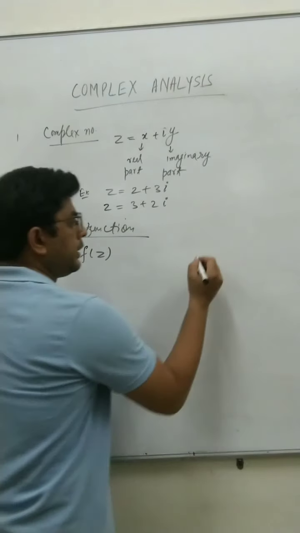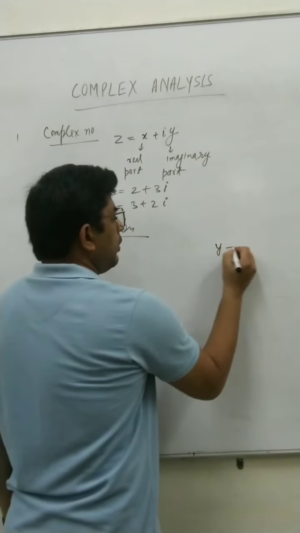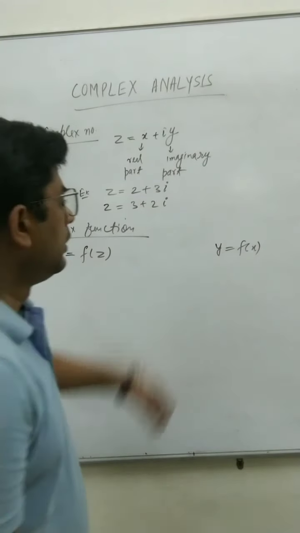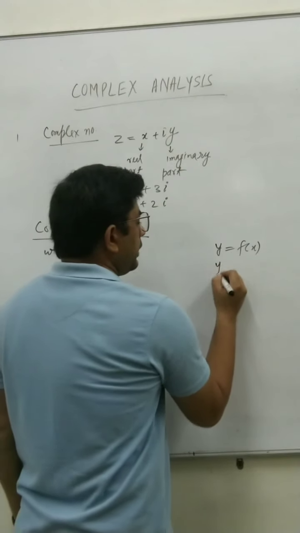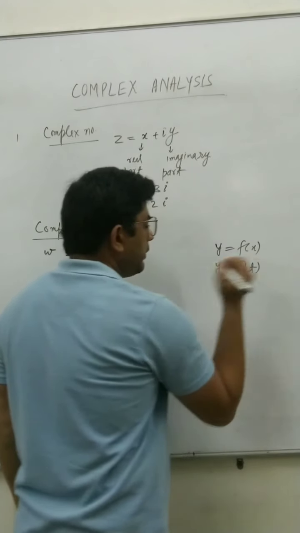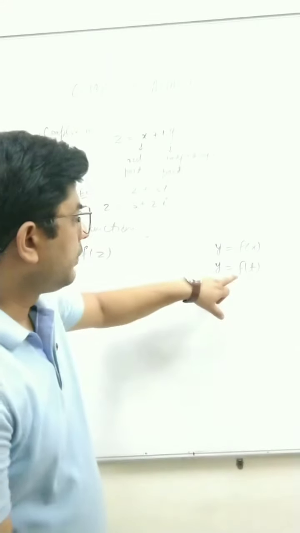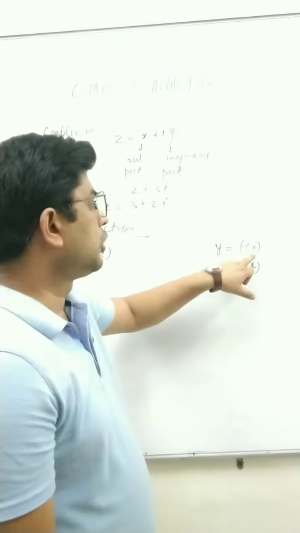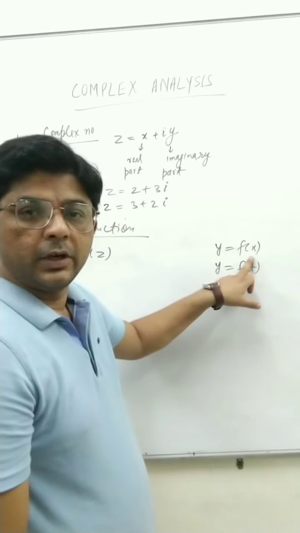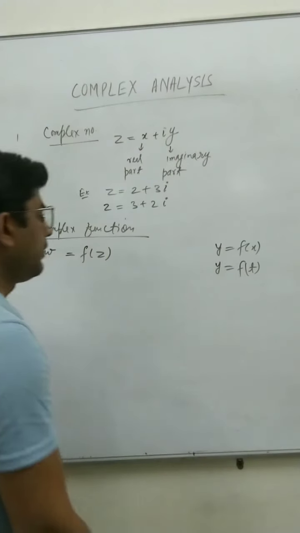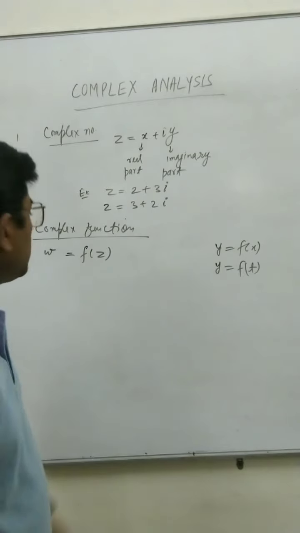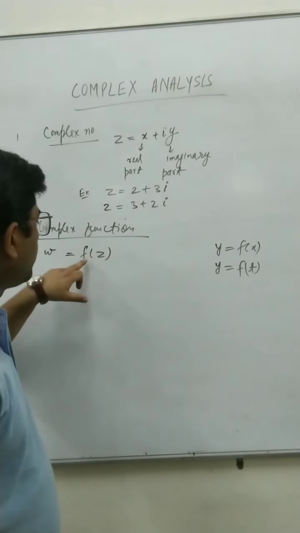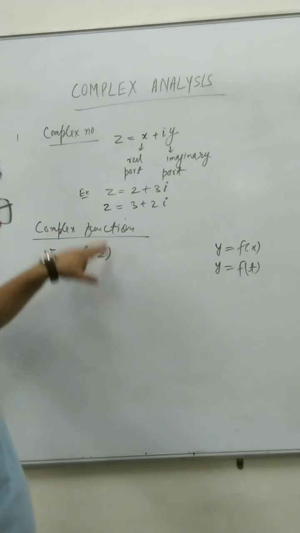As we know, a function of one variable we denote like this, y equal to f(x). Similarly, we can also write y equal to f(t) if it is a function of t. If it is a function of x, then we denote it by y equal to f(x). Similarly, in complex analysis, we denote a function by w equal to f(z), where f(z) means function of z.